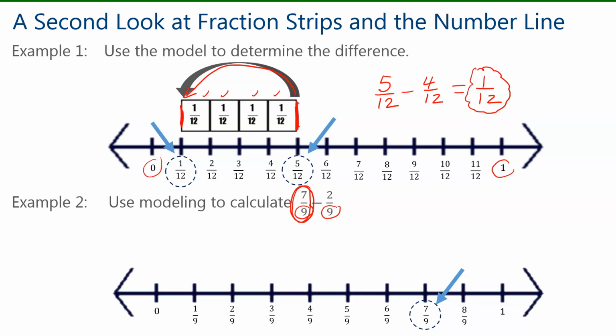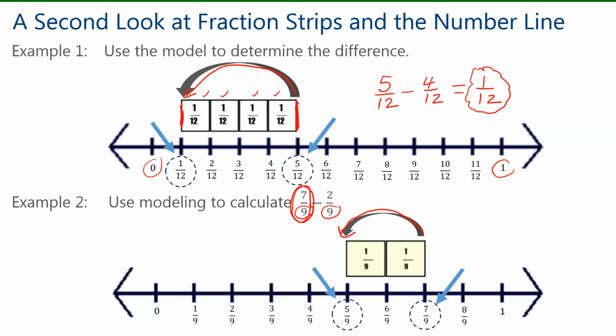So I put in 2 1/9 fraction strips, and we're going to jump back. And the question becomes, well, where do we end up? We end up at 5/9. So what that tells us, 7/9 subtract 2/9 equals 5/9. And that cannot reduce.